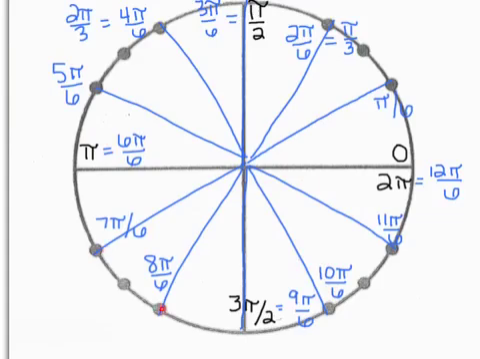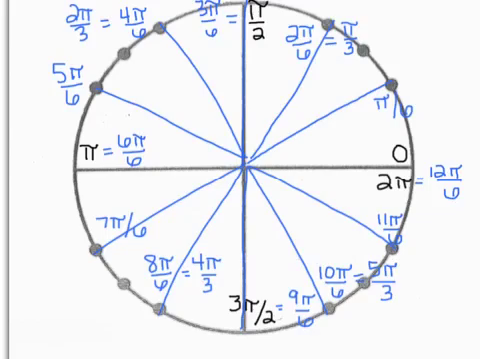7 pi over 6 is good. 8 pi over 6 would reduce to 4 pi over 3, because 8 over 6 would reduce to 4 over 3. 10 pi over 6 would reduce to 5 pi over 3. And then, of course, here with the 12 pi over 6, 12 over 6 reduces to 2, so that would just be 2 pi.